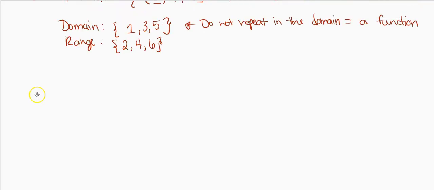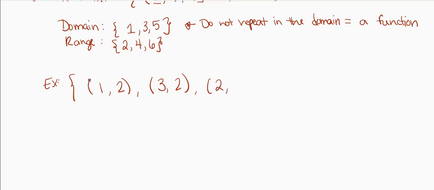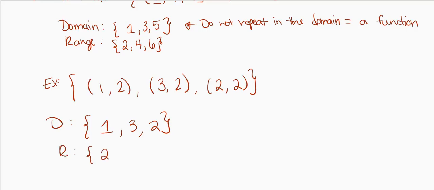Let's go over another example. Say we're given the relation (1, 2), (3, 2), and (2, 2). Now, let's identify if this relation is a function. My domain, again, are my x values, 1, 3, and 2. So my range would be my y values, 2, 2, and 2.